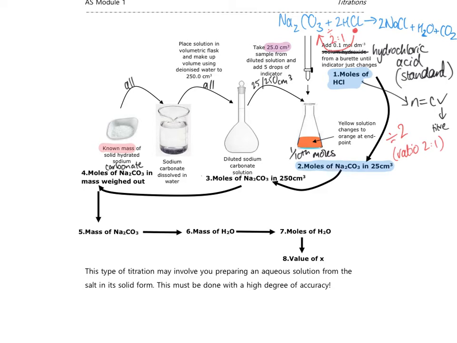But then moving backwards, we want to work out the number of moles in our volumetric flask, and that's in 250 centimetres cubed. Remember when we were going this way, we said that we're taking 1/10 of the moles from our volumetric flask into the conical flask, which means when we're working backwards, we have 10 times as many moles in the volumetric flask as we do in the conical flask. So here, we are multiplying by 10.